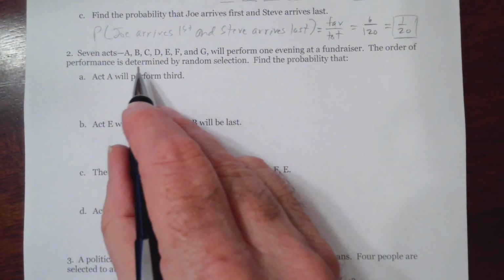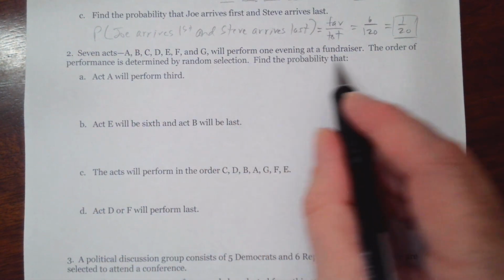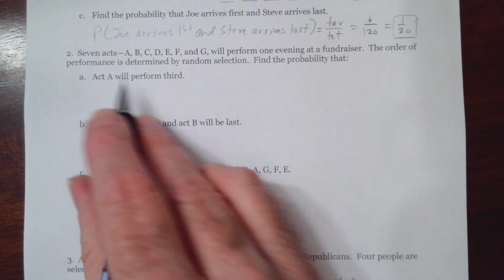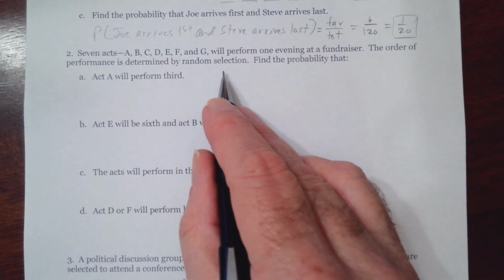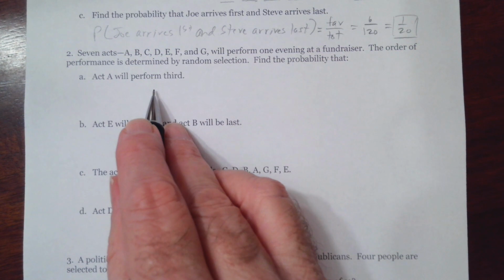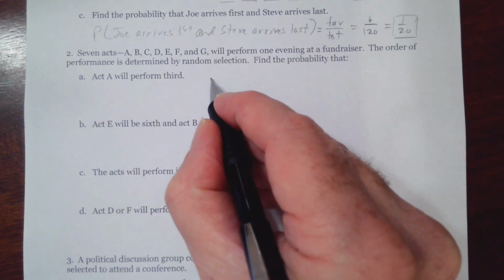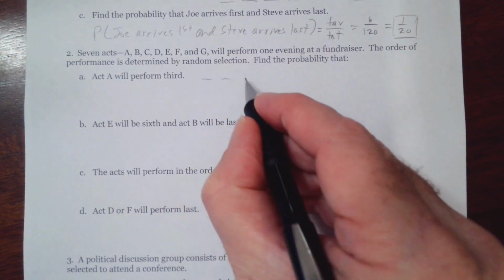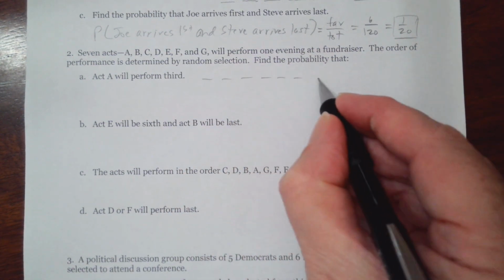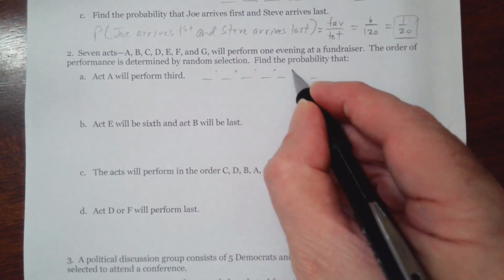So you have 7 acts, and they're going to perform one evening at a fundraiser. The order of performance is determined by random selection. Find the probability that Act A will perform third. So notice there's 7 acts. So 1, 2, 3, 4, 5, 6, 7. So we're making 7 choices. We're going to use the fundamental counting principle.